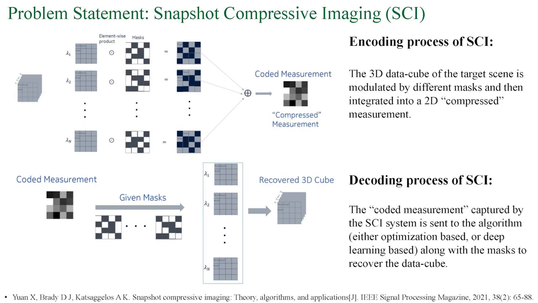Our work is based on the snapshot compressive imaging, or SCI for short, theory. The typical SCI system consists of two parts: hardware encoding and software decoding. As shown in the figure, in the encoding process of an SCI system, the 3D data cube of the target scene is modulated by different masks and then integrated into a 2D compressed measurement. In the decoding process, the coded measurement captured by the SCI system is sent to the algorithm, either optimization-based or deep learning-based, along with the masks to recover the 3D data cube.